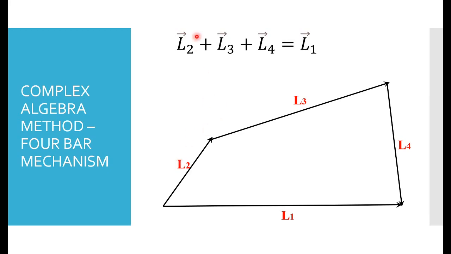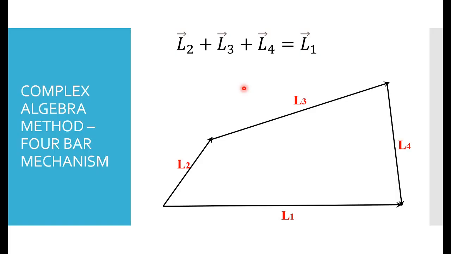L2 vector plus vector L3 plus vector L4 minus L1 equal to 0, or equal to L1. Okay, this is your first expression. Note it as the loop closure equation.